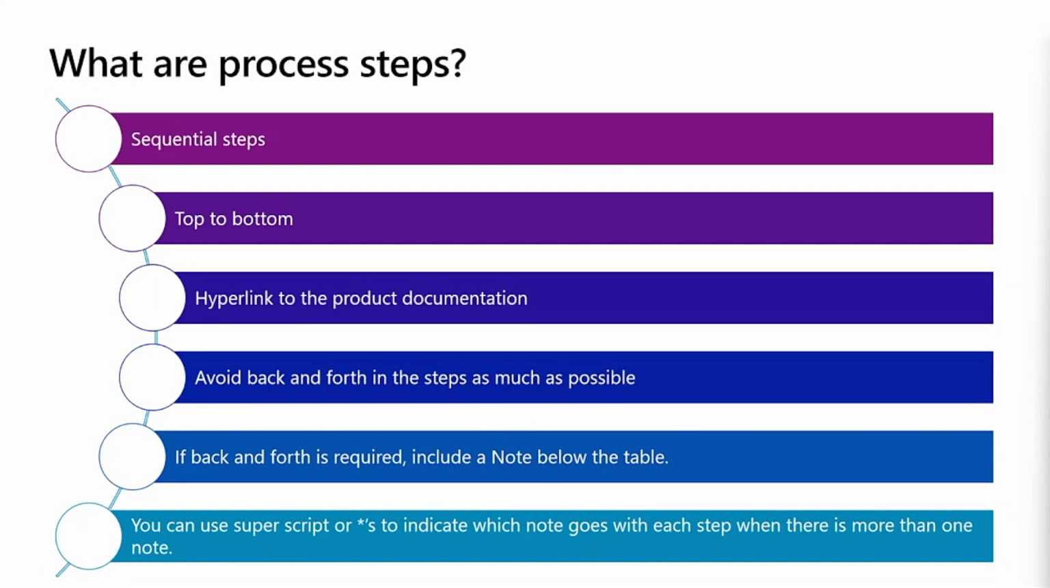If there is back and forth that is required in the steps, like you have to do this step, do the next step, and then go back to the previous step, we ask that you include a note about that for the reader below the table. And it is okay if there's multiple notes. You can use either superscript or stars to indicate which note goes with each step when you have more than one thing to note to the user.